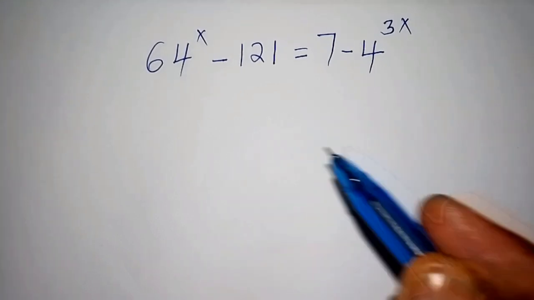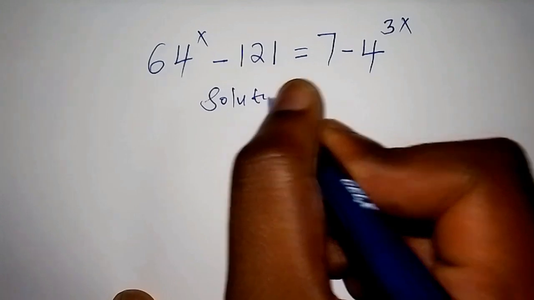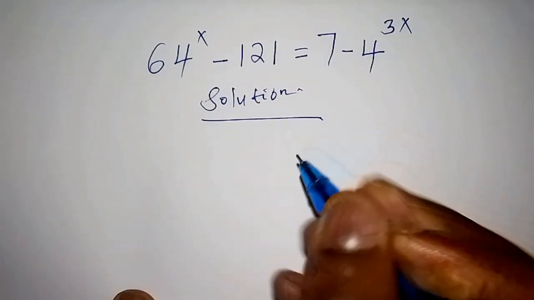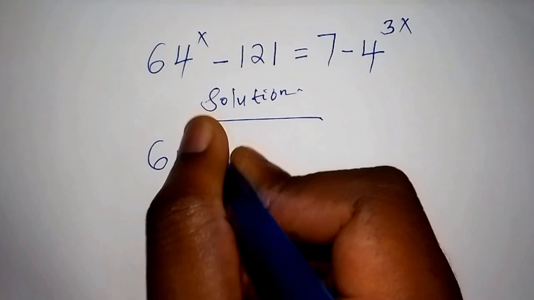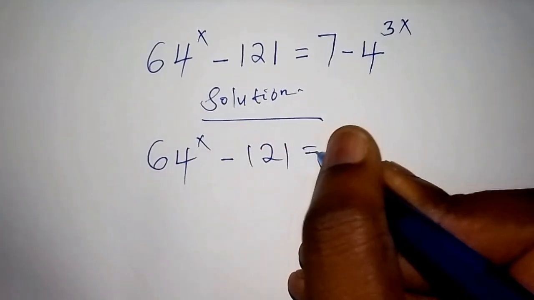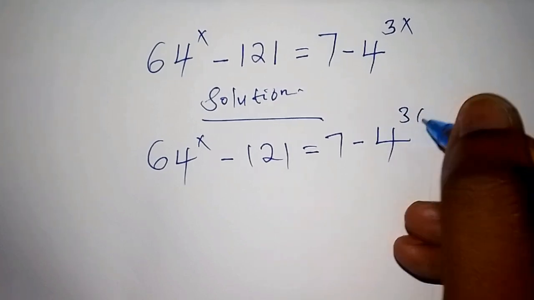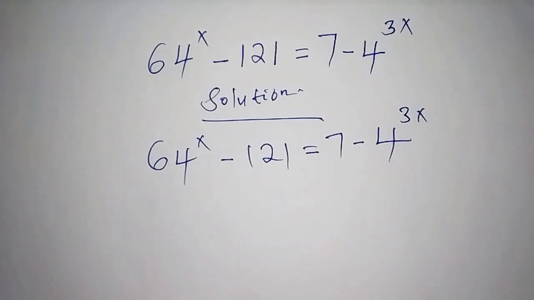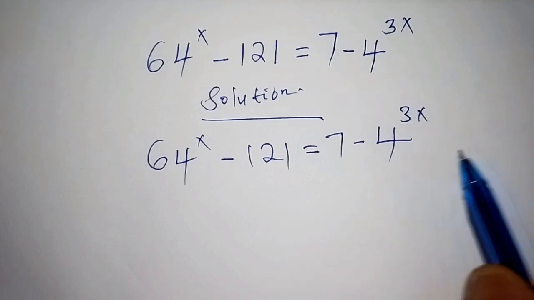Let's begin with the solution. Here, I want us to write it down so that we can analyze it properly. We have 64 to the power of x minus 121 is equal to 7 minus 4 to the power of 3x. The first thing you need to do is to solve for the value of x. We want to find what this x is.